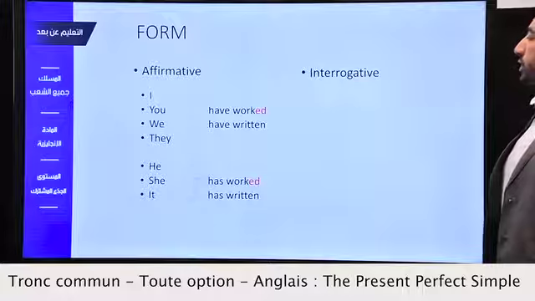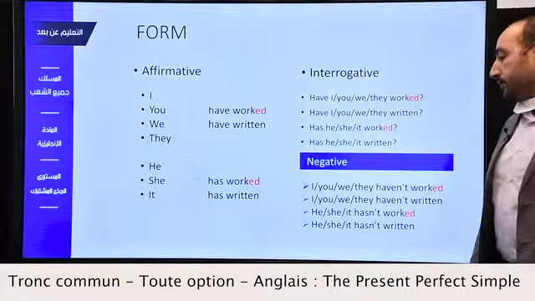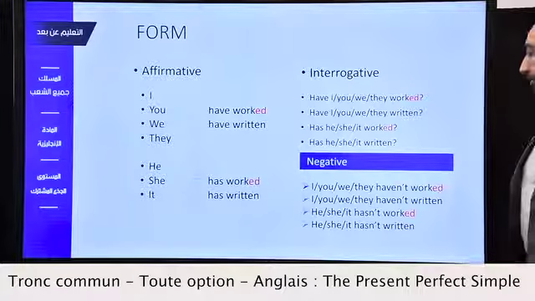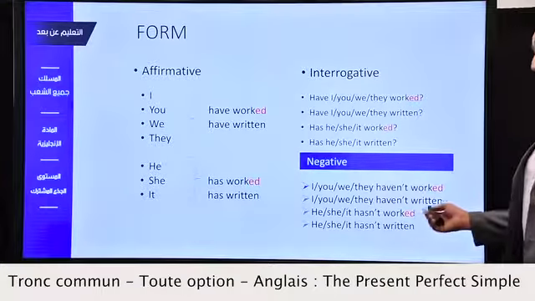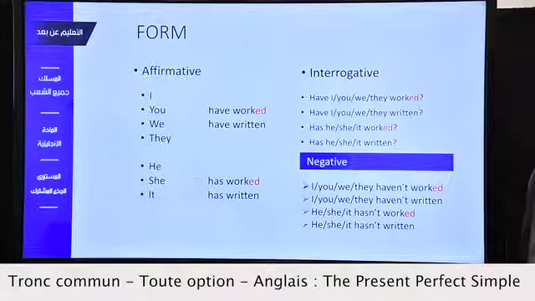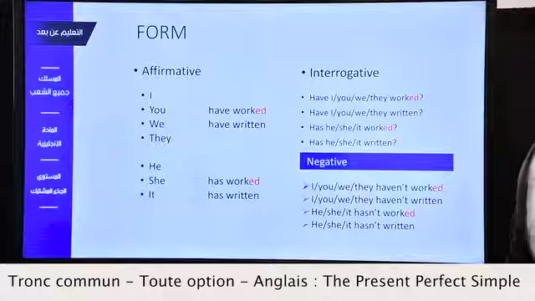Now we move to the negative and interrogative. We'll start with the negative. I, you, we, they haven't worked. I, you, we, they haven't written. It's the same: he, she, it hasn't worked, or he, she, it hasn't written. This is the negative. We add just the negation mark, which is not.